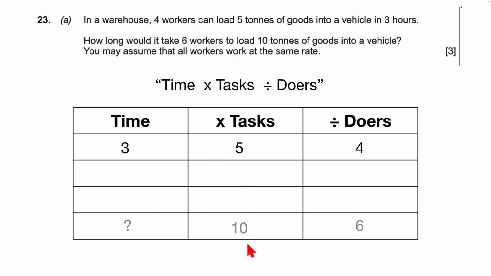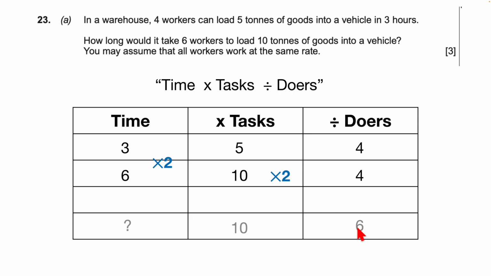Well, the easy one is 5 to 10, isn't it? So let's just make this 10, which is a multiplication of 2. We'll keep the doers at 4, and the time now doubles because we've doubled the task. So it's 6. It takes 6 hours for 10 tons to be unloaded by 4.